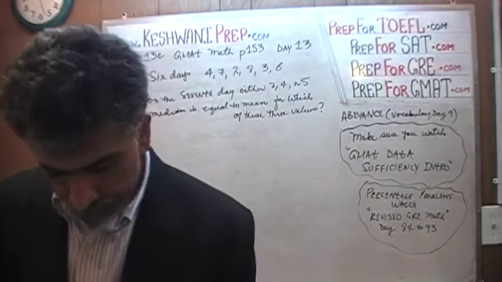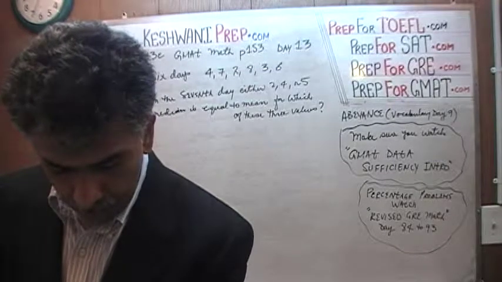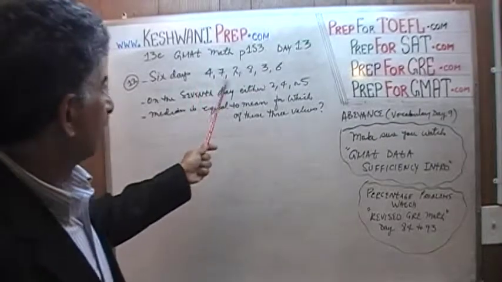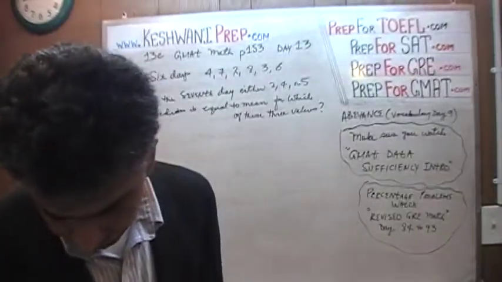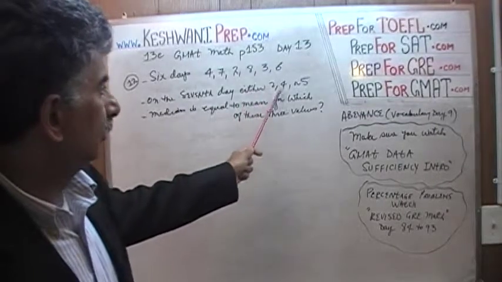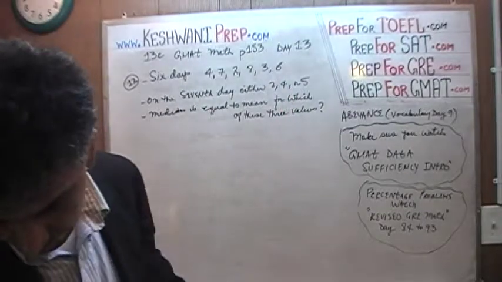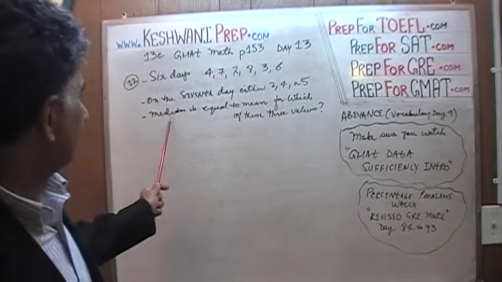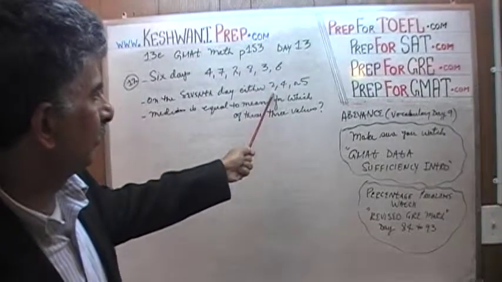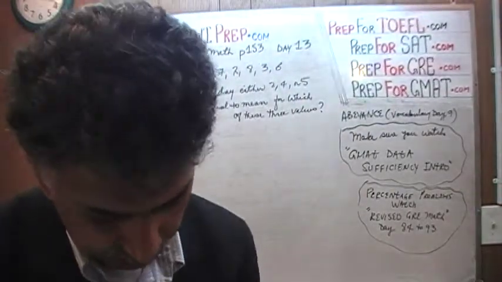It says, the number of cars sold at a certain dealership on 6 of the first 7 days were 4, 7, 2, 8, 3 and 6. If the number of cars sold on the 7th day was either 2, 4 or 5, then for which of these three values does the median equal the mean? That's what it is. It's a very straightforward, simple question dealing with the concept of the mean and the median. Let's get going.